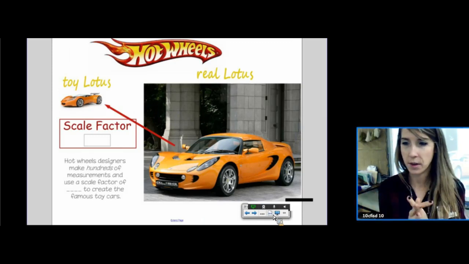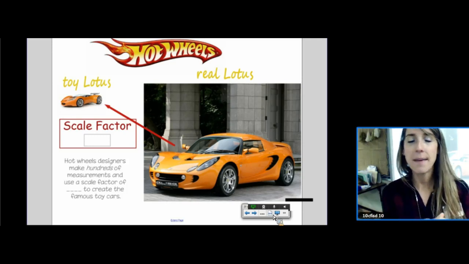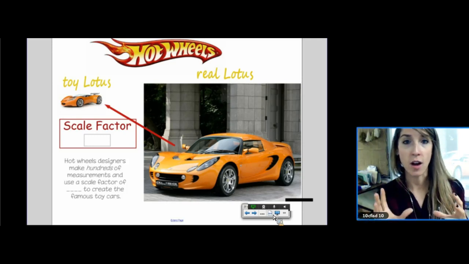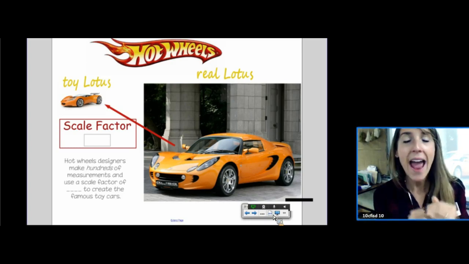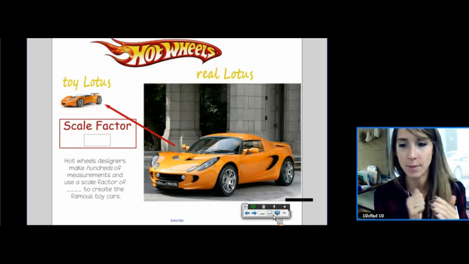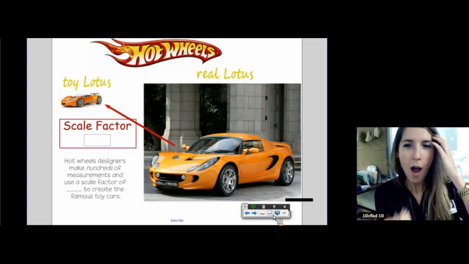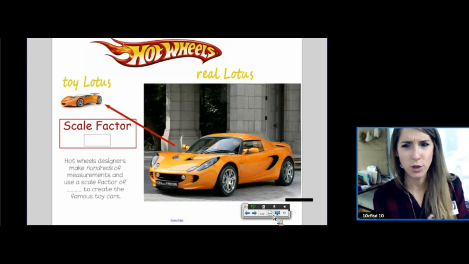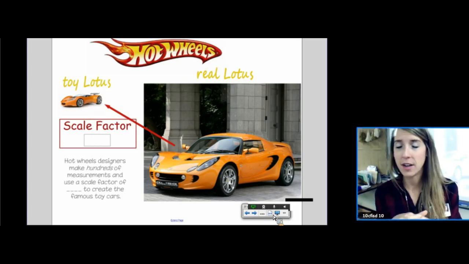This is just for fun, so we're going to go really quickly on this. Believe it or not, I've seen the making of Hot Wheels. When they make Hot Wheels, they go to the real car. They take thousands of measurements from the real car, and then they scale all of those measurements down by the exact same scale factor, by the exact same ratio. That way, the Hot Wheels car looks proportional to the real car. They're similar. Their lengths are proportional. So they use similarity when making Hot Wheels.